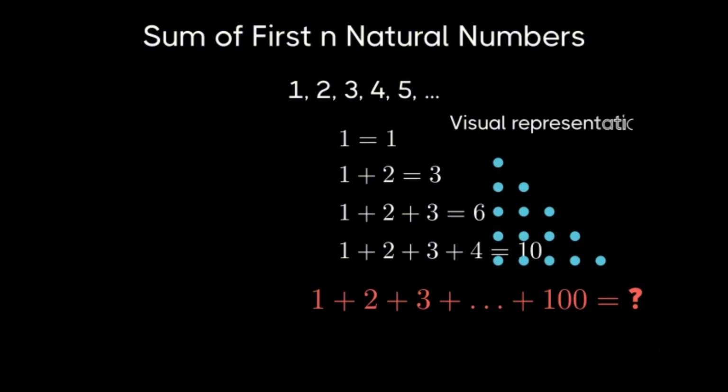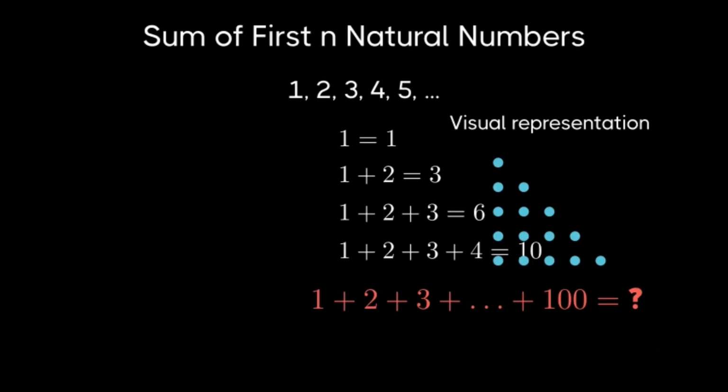Mathematicians like Carl Friedrich Gauss recognized that these triangular numbers follow a specific pattern that can be captured by a formula. The formula turns out to be n times n plus 1 divided by 2, where n is the number of terms we're summing. This elegant formula calculates the sum of the first n natural numbers instantly. With this formula, we can find the sum of any number of consecutive natural numbers without having to add them individually.